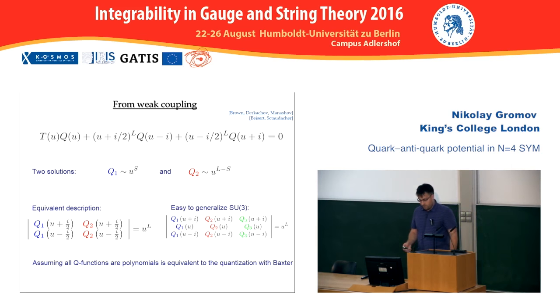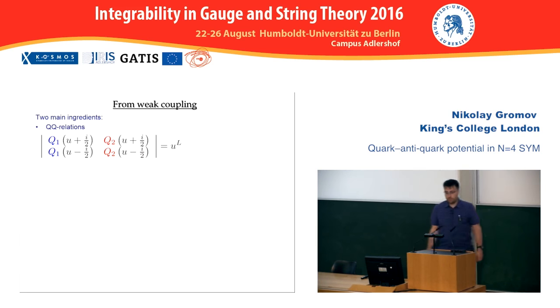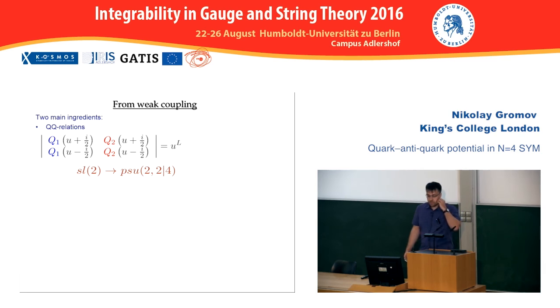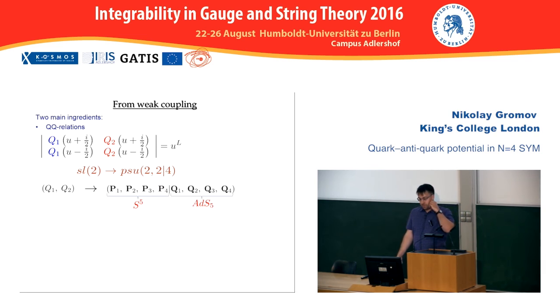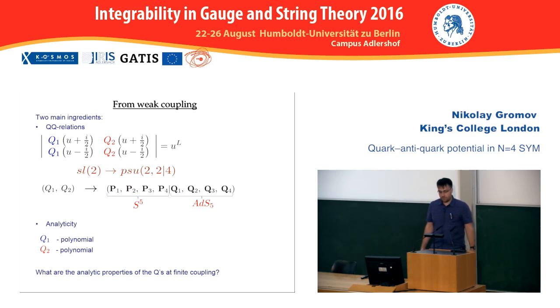Okay, and this is the formulation which we take with us because it's so nice and universal. The only thing we have to do is replace SU(2) by PSU(2,2|4), which allows replacing two Qs by 4 plus 4, like 4 living in S5 and 4 in AdS5, describing 4 plus 4 bosonic degrees of freedom.